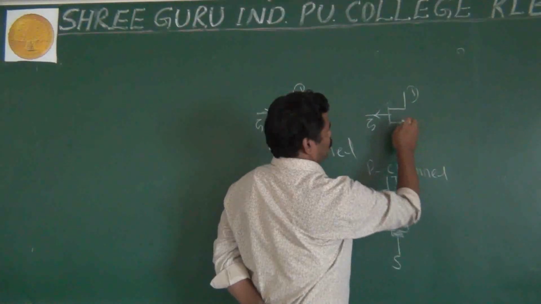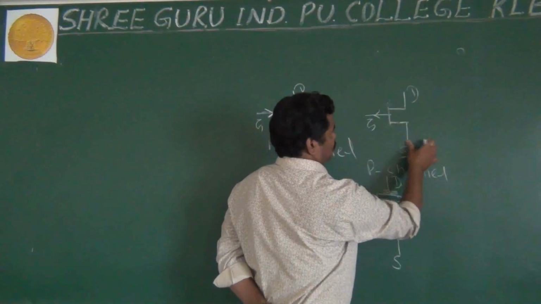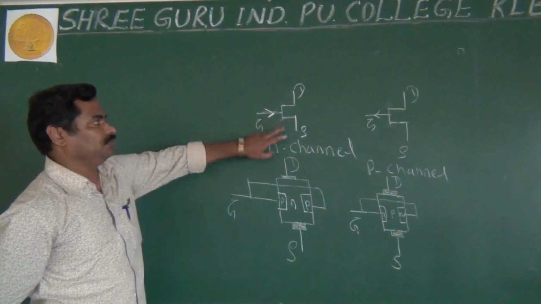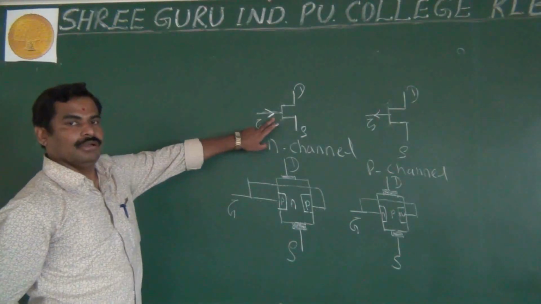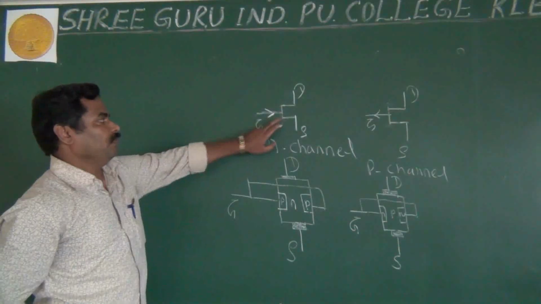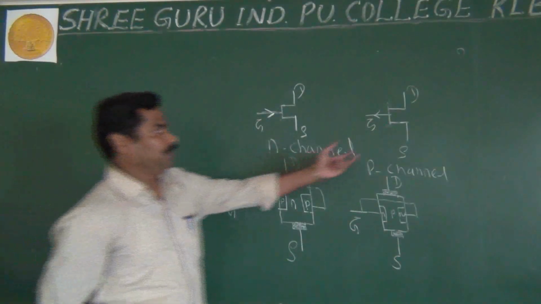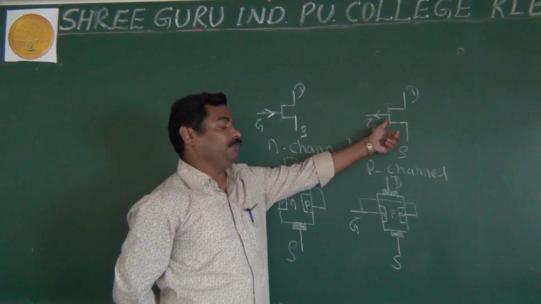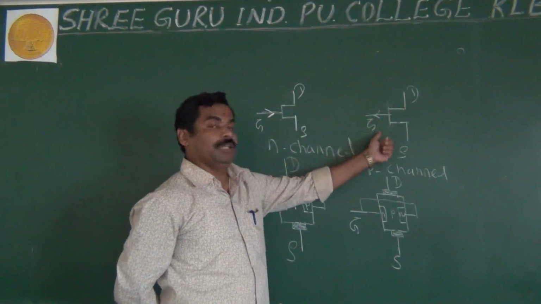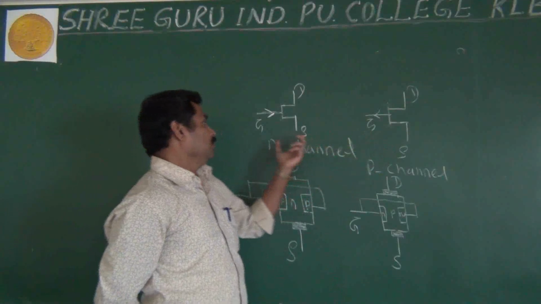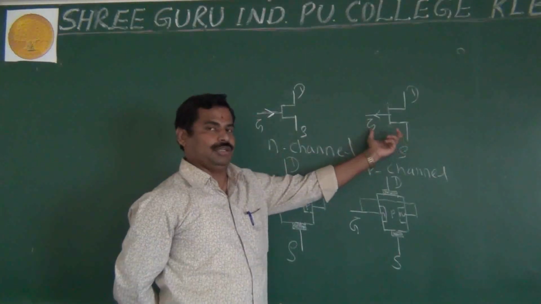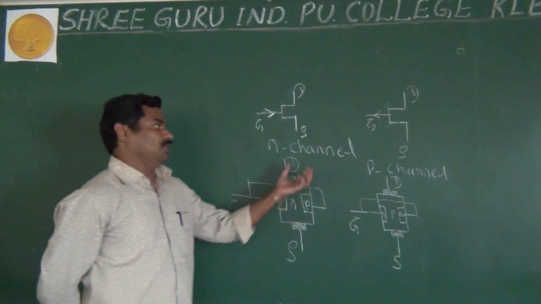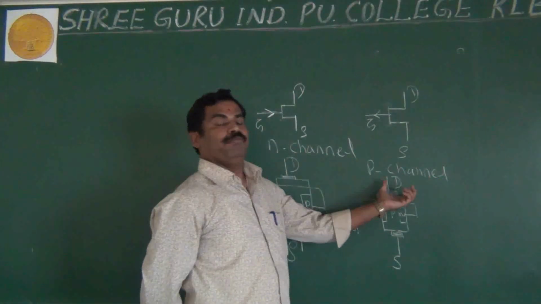The difference between N-channel and P-channel is that if the arrow is towards the gate, towards the bar, that is N-channel. If the arrow is away from the bar, away from the gate, that is P-channel. These are the types of FET: one is called N-channel, another is called P-channel.